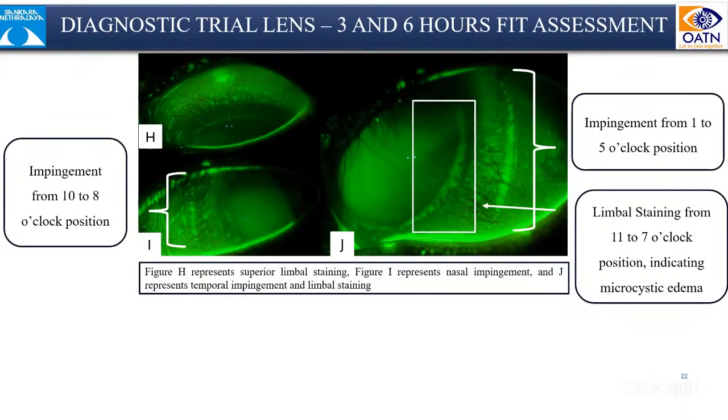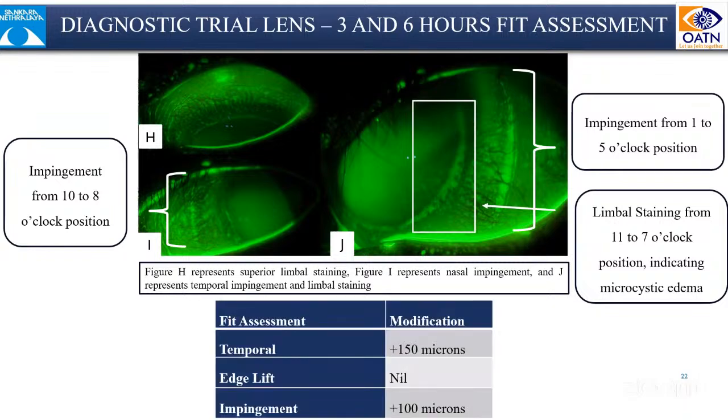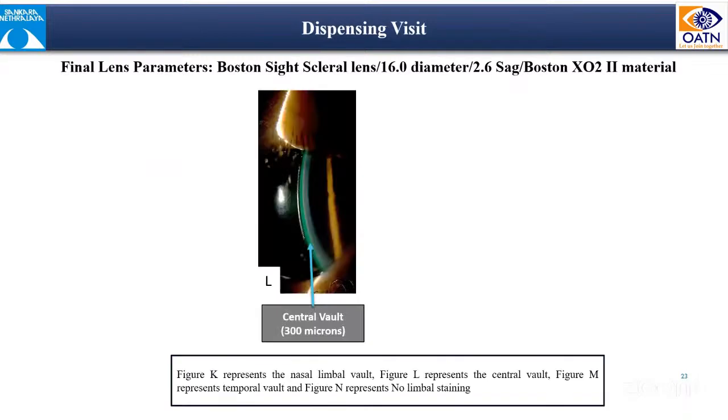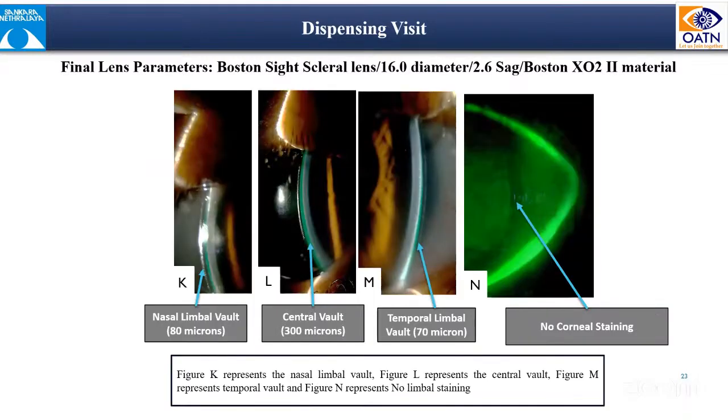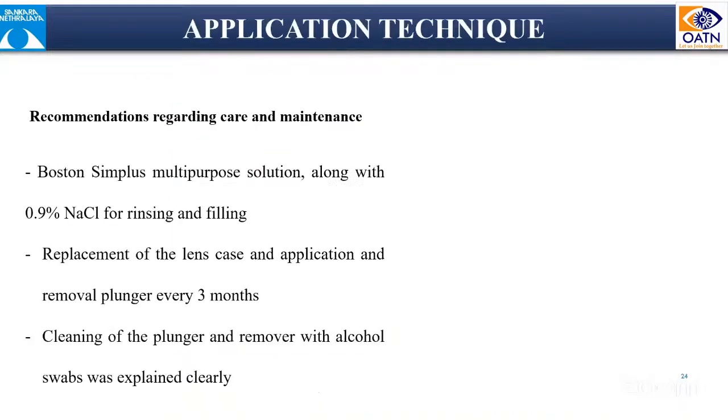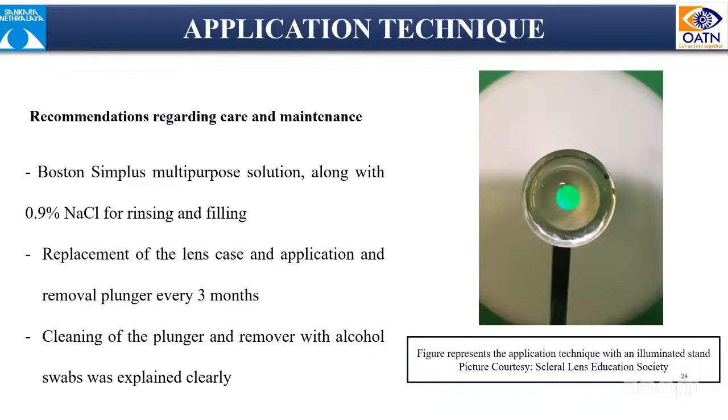in the 10 to 8 o'clock position and in the opposite position. So this could be suspected because of the tarsography giving pressure, and we modified it with temporal vault and the impingement. And this was the final lens we dispensed, where there was no limbal staining and the vault was adequate. But the cumbersome part was that the patient was not able to insert as the tarsography was present.